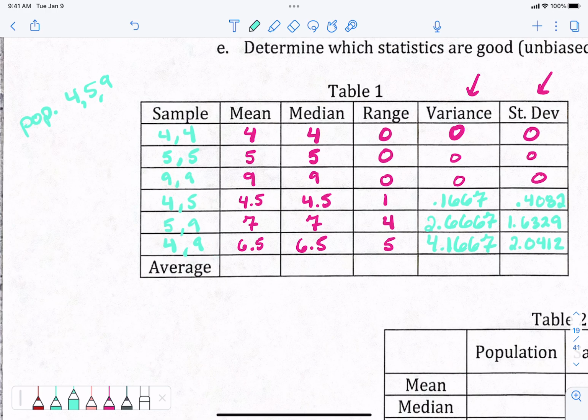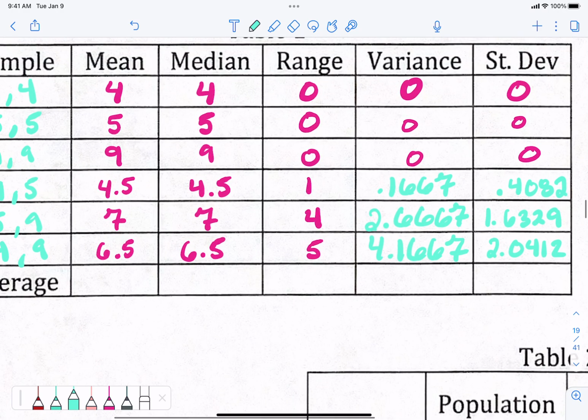Okay, so now we're going to do the mean, median, mode, range, all that stuff. We're going to average them together. So find the average mean, the average median, the average range, average variance, average standard deviation. Got it? Okay, so add them up and divide by 6.